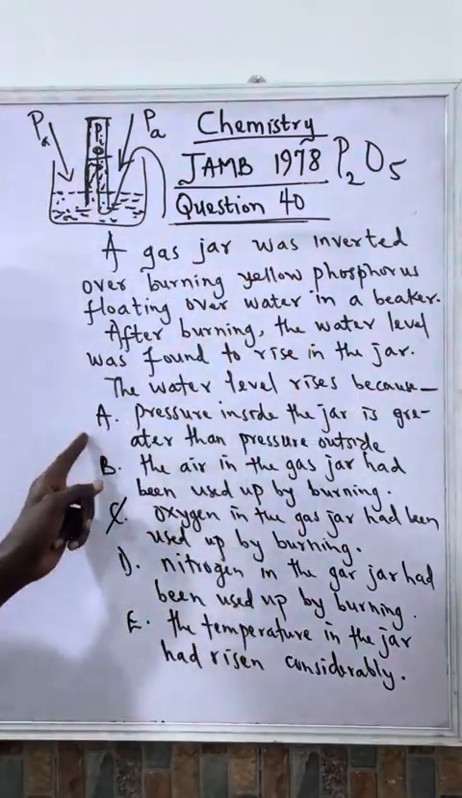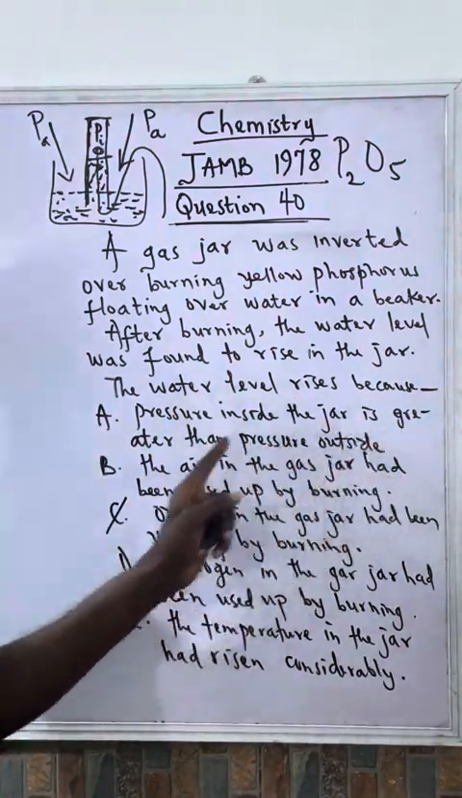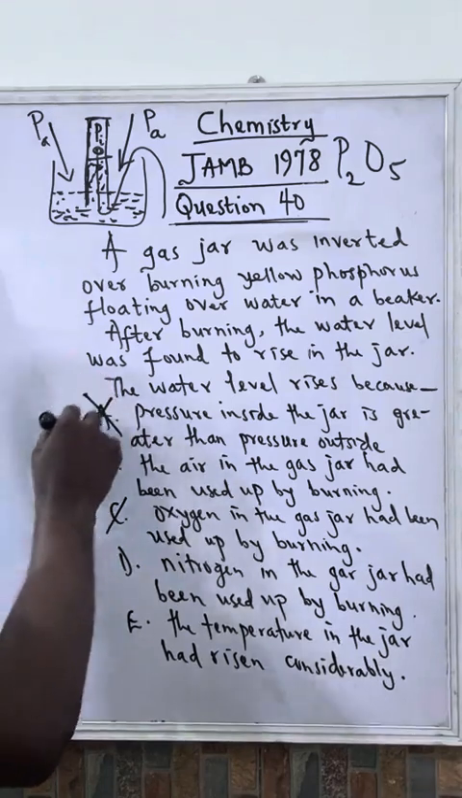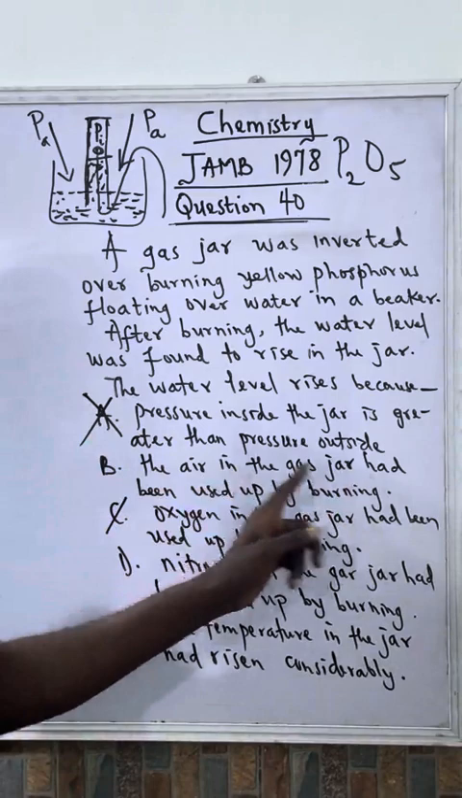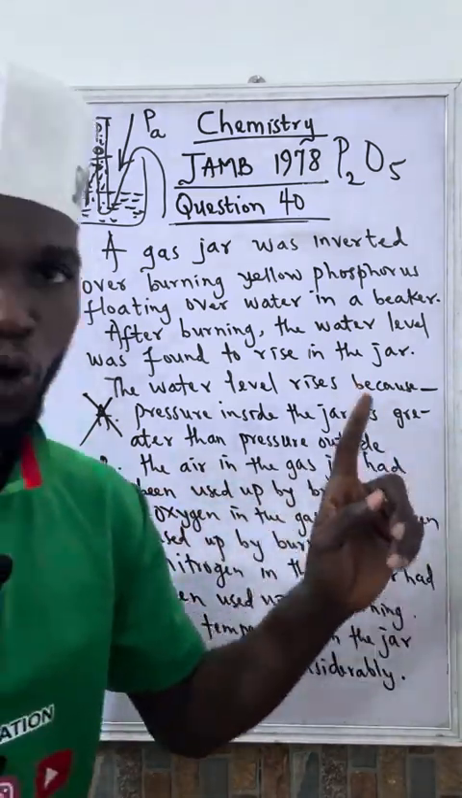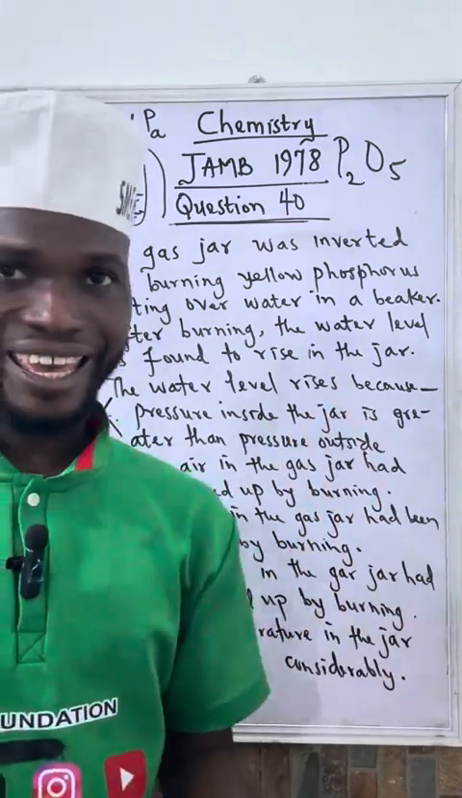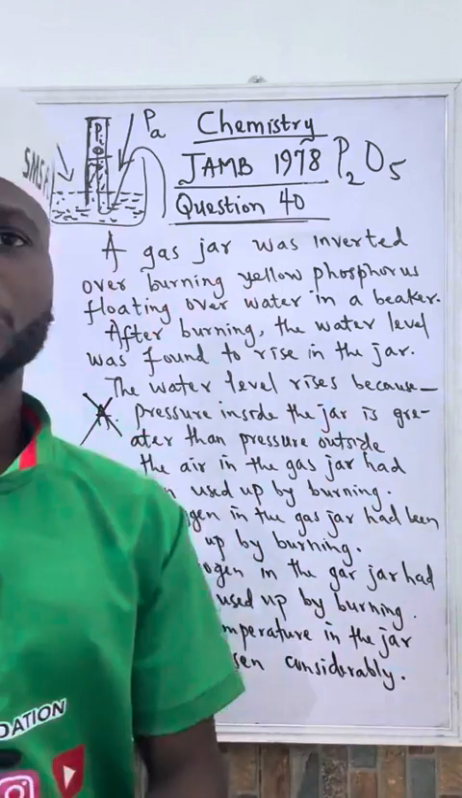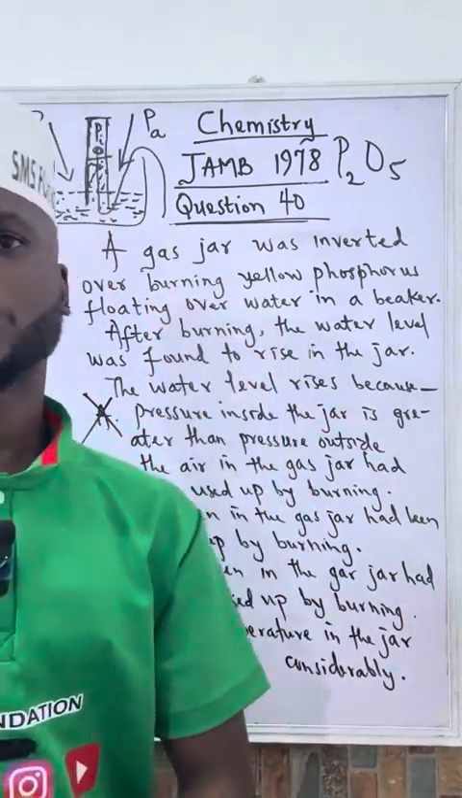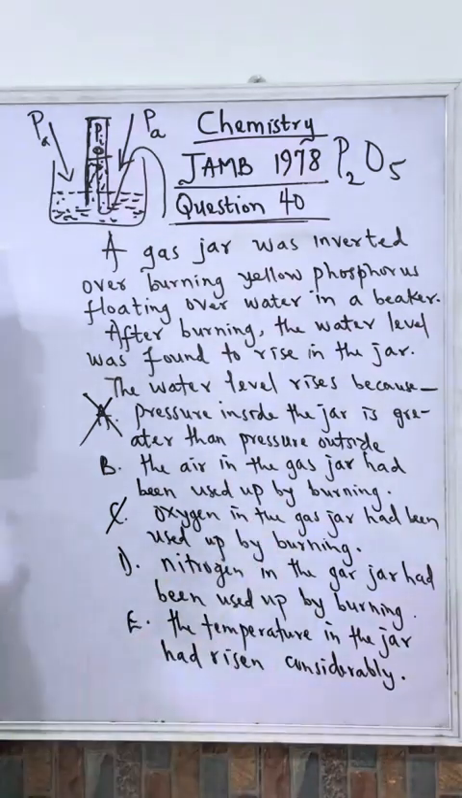If you consider option A, pressure inside the jar is greater, no, that is wrong. Secondly, the air in the gas jar had been used up by burning, no, because it is not the entire air that has been used up. It is only the oxygen that supports burning. Nitrogen does not support burning, carbon dioxide does not support burning, and the other gases do not support burning.